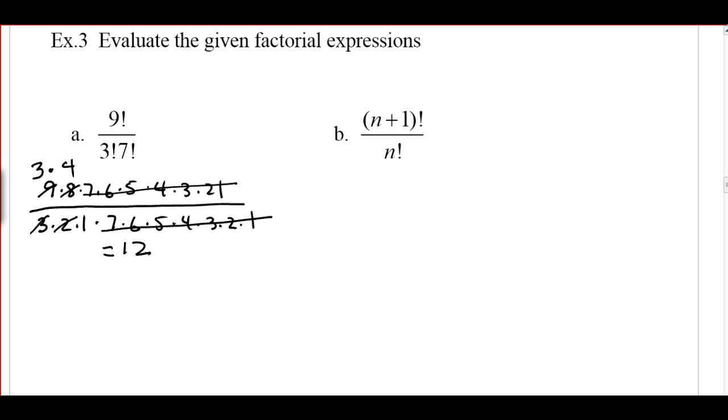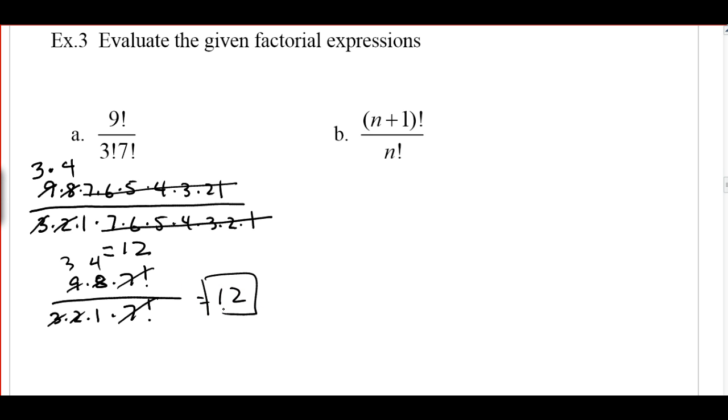Now, if I was going to work on this problem, instead of writing out all of these, I probably would do 9 times 8 times 7 factorial over 3 times 2 times 1 times 7 factorial, just to make it a little quicker. And then I could do the same canceling here. All of these crossouts here are the same as 7 factorials. And then again, I could do these 3, and that would be a 4. And again, I still get 12. Okay, so that's a number example.